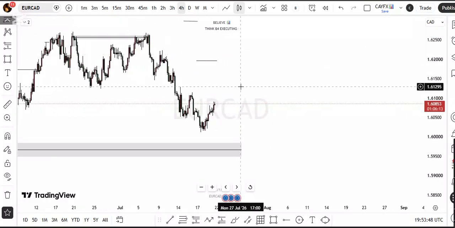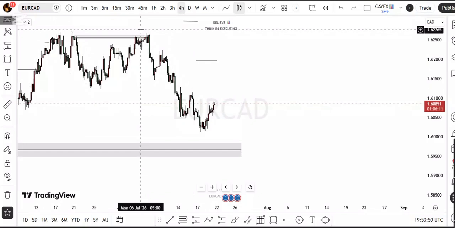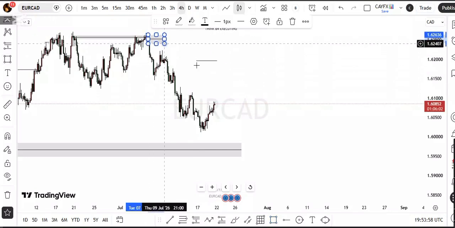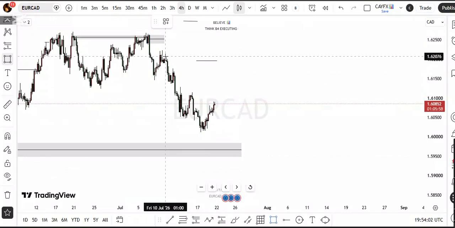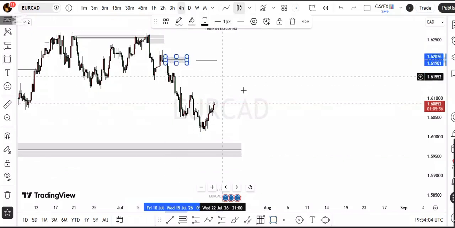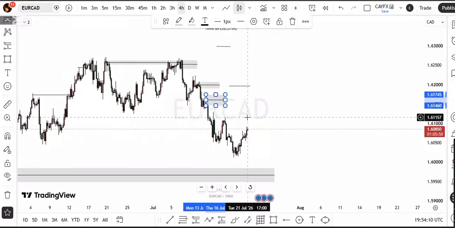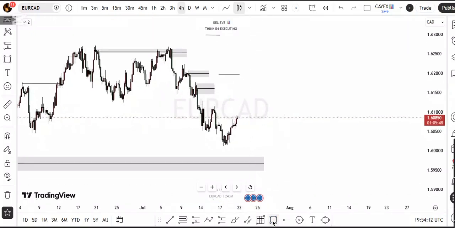Now if you check, we have multiple POIs here. We have here, we have here, then we have here. POI choke for this trade.